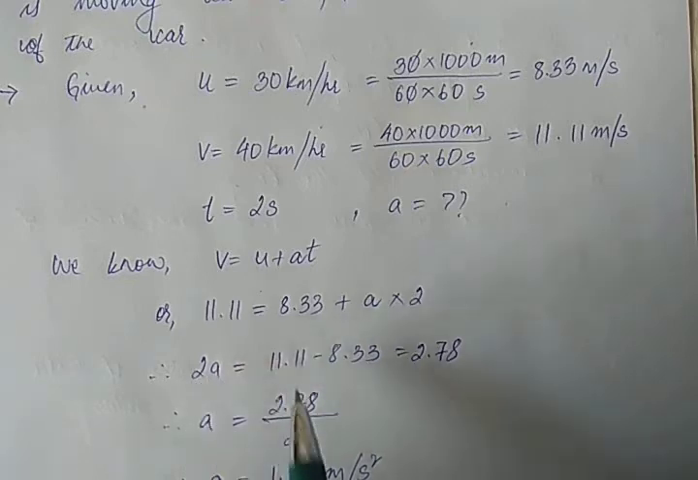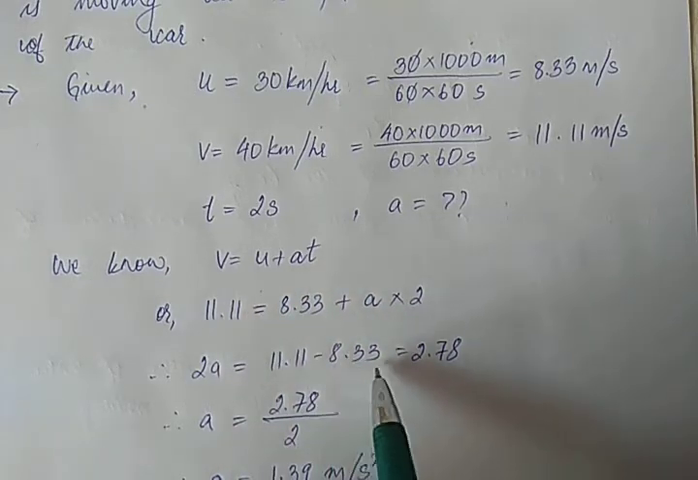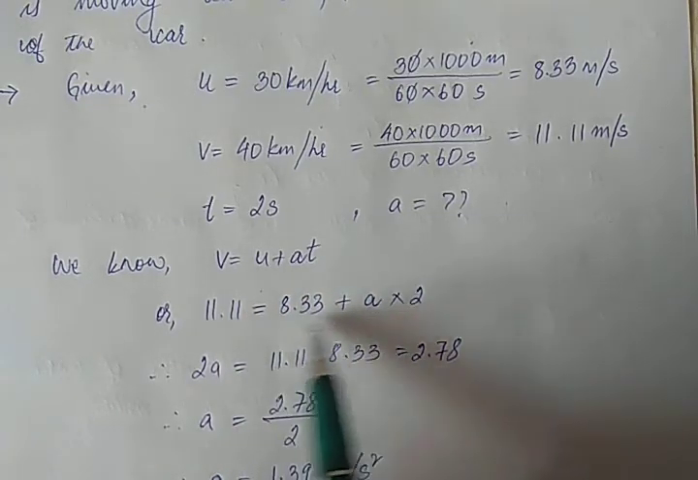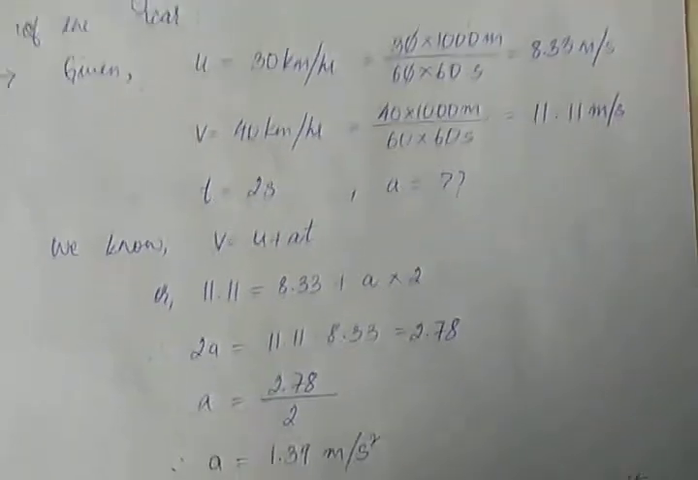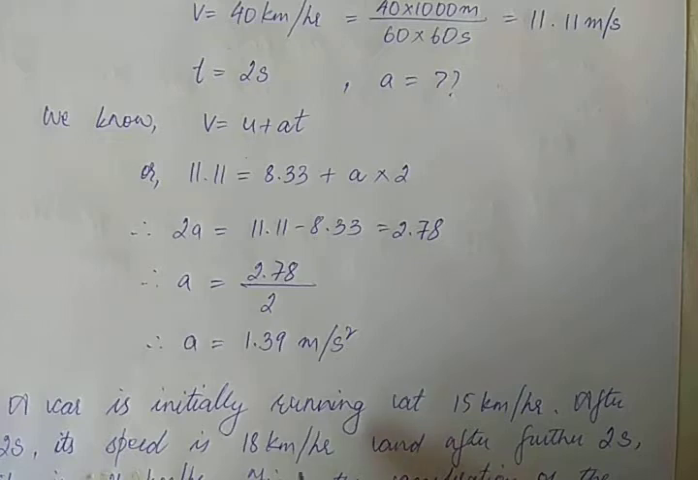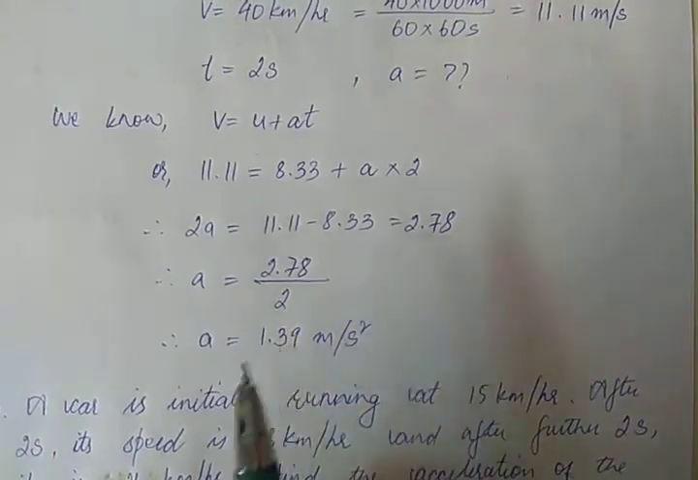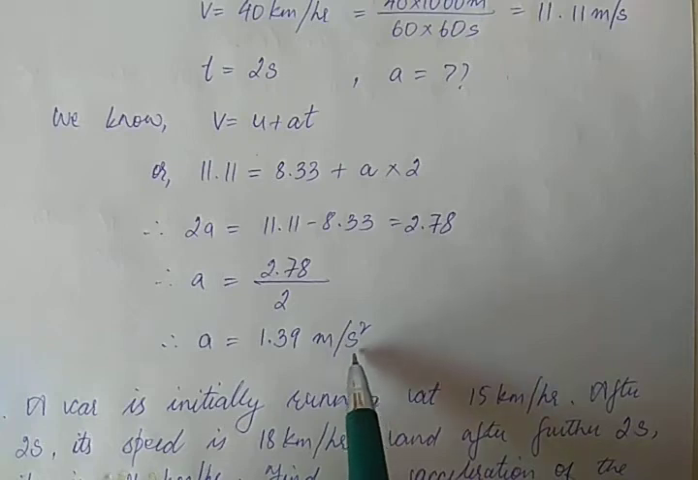So 2a is 11.11. We are taking this 8.33 to the other side, so it's minus 8.33. Solving this, we get 2.78, and acceleration thereby comes out to be 1.39 meters per second squared. Finally, write the unit of acceleration, that is meter per second squared. So you can write, therefore, the acceleration of the car is 1.39 meters per second squared. So this is how you do it, remember.